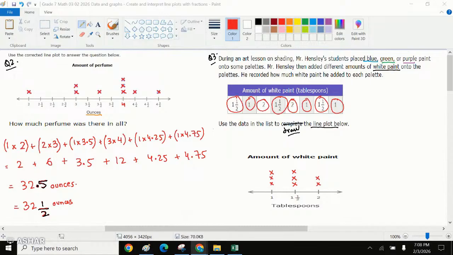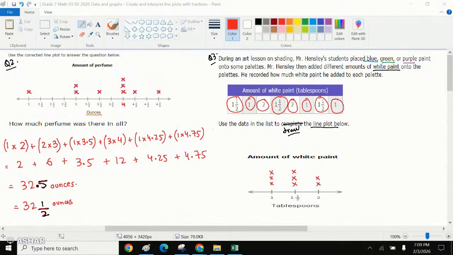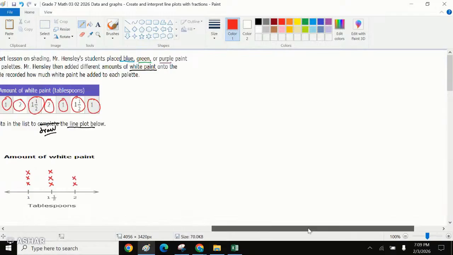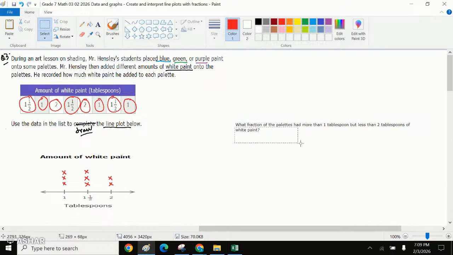Let's see if we have a question from this. Okay, we do not have any question. We just needed to complete the line plot for this question. Let's see in the next part what they're asking. The continuation of question number 3 says, use the corrected line plot. This is the corrected line plot, right? What fraction of the palettes had been used more than 1 tablespoon of white paint?